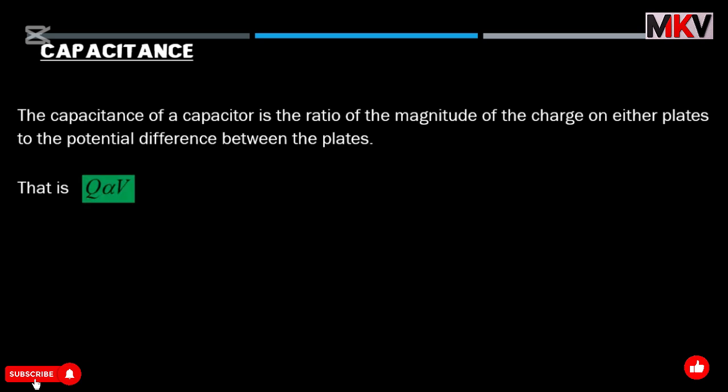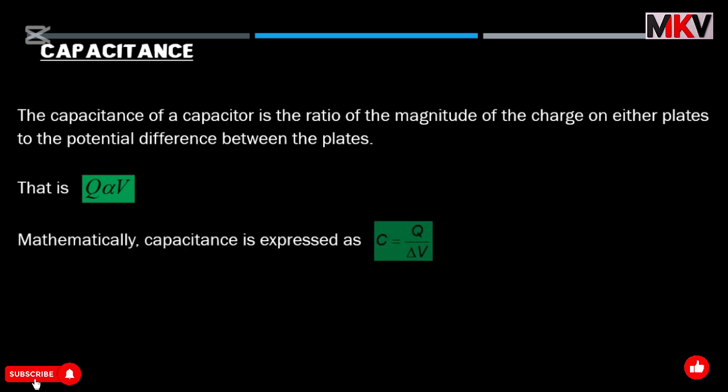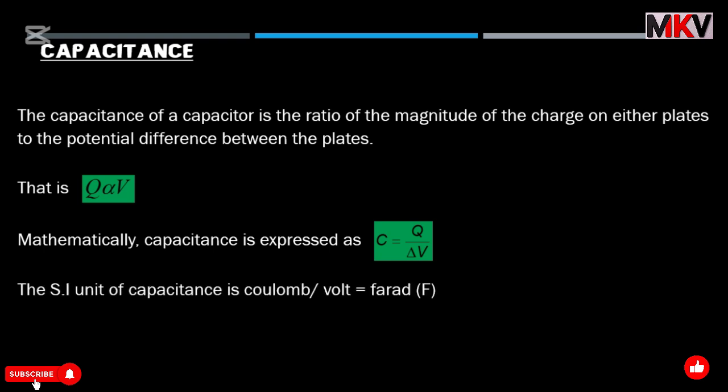That is, Q is proportional to V, meaning as the charge increases, the potential difference will also increase. Mathematically, we can say that capacitance equals Q over change in V. The SI unit of capacitance is coulomb per volt, or farad. So the capacitance of a capacitor is calculated in farad or coulomb per volt.